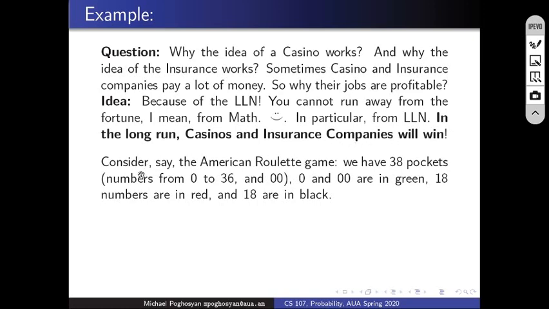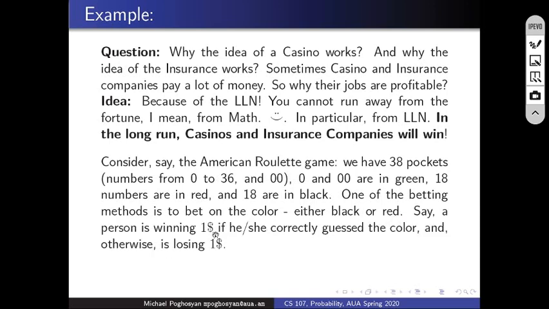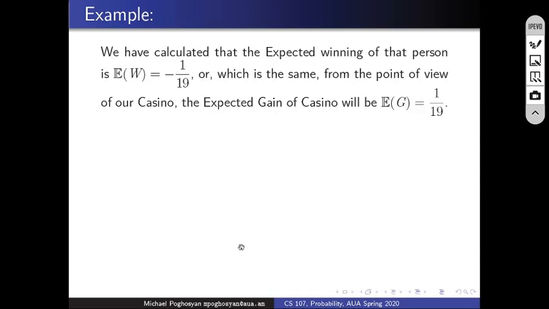How to explain this? Let me give just one example. Consider, say, an American roulette game. We have 38. We have talked about this. We have solved the problem about that. But let me repeat quickly. We have 38 pockets, numbers from 0 to 36 and 00. These two are in green. Half of the others are in red. The other half is in black. So one of the betting methods is to bet on the color, either on black or red. Say a person is winning $1 if he is correctly guessing that color, and otherwise he is losing that $1.